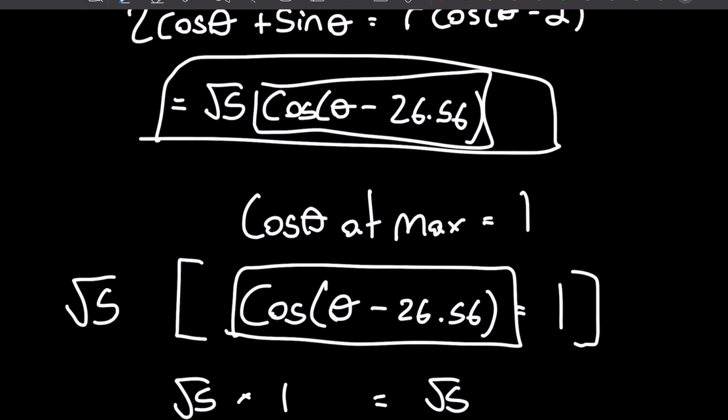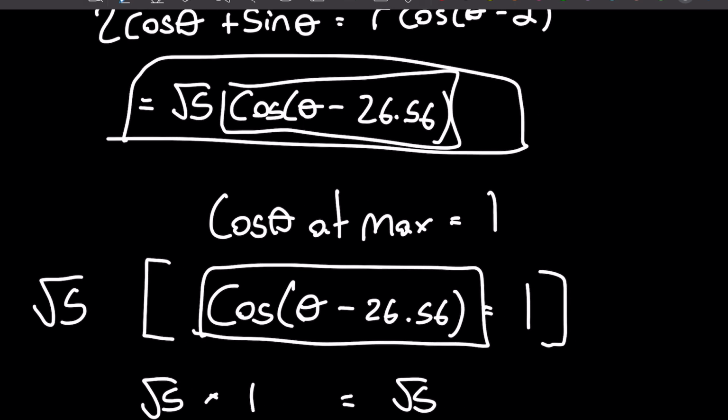So when you find r, you're not just finding r, you're finding the maximum value that will happen. Now, what about the minimum value?